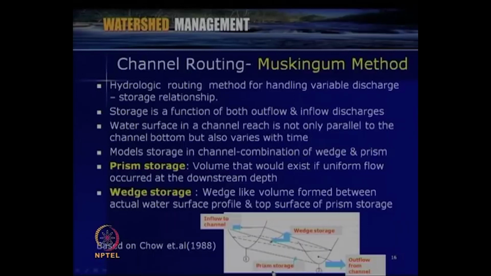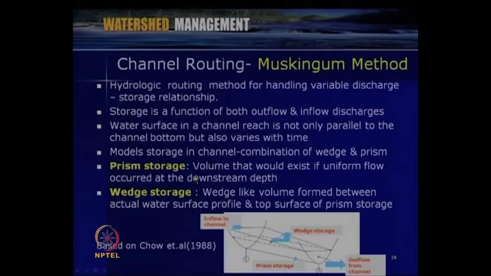As you can see in this figure, the bottom one we consider as a prism, and above that there is a wedge. With respect to the uniform flow condition it is a prism storage, and above this is a wedge storage, so the flow depth will keep on changing. This is the wedge storage. This model storage we consider as wedge and prism storage.